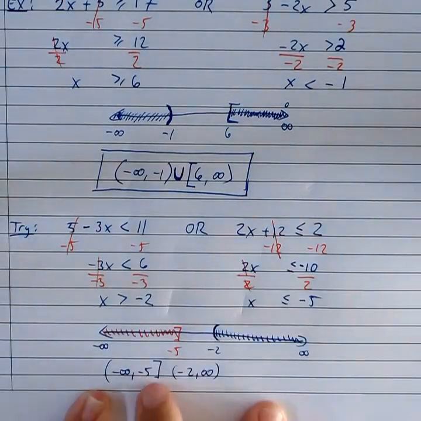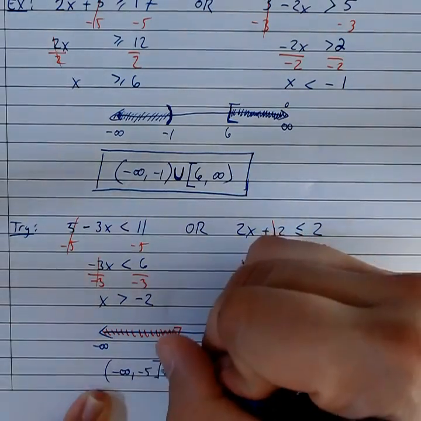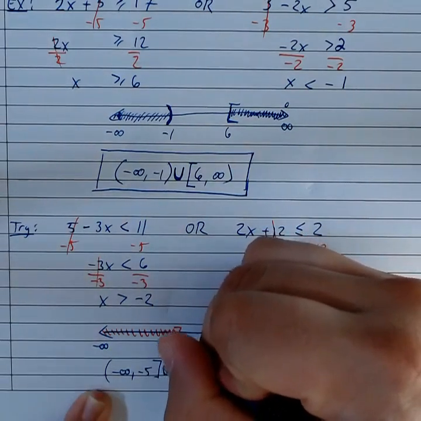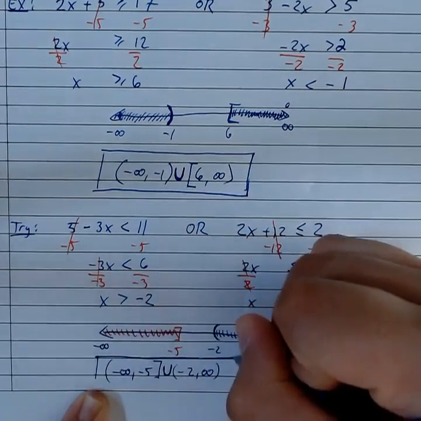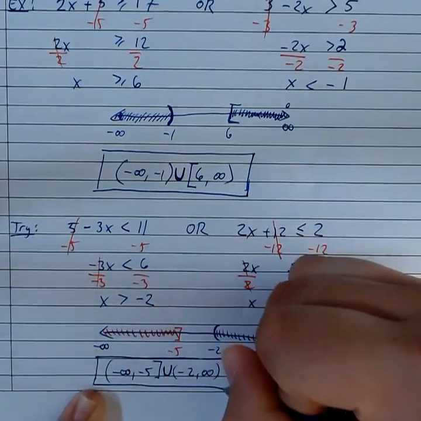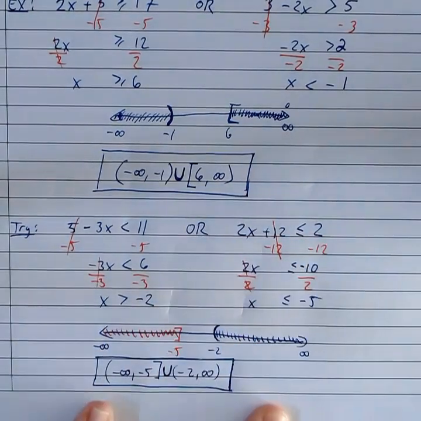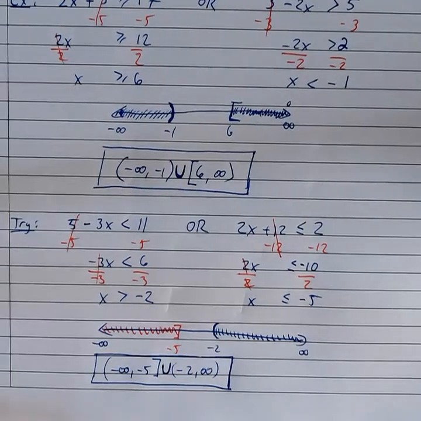And since you have two different pieces to one answer, we join them together as the union of those pieces. The union means those two separate intervals come together to give you one answer. And that's your result.